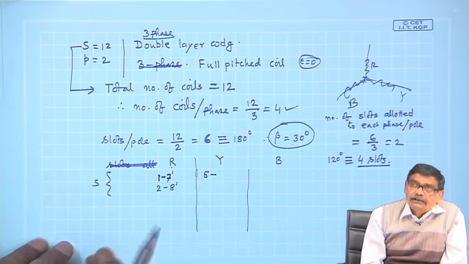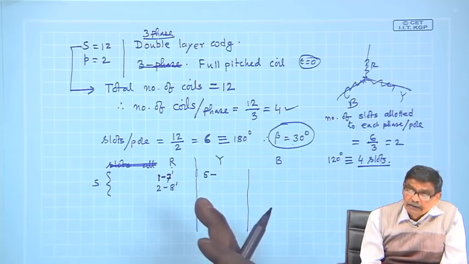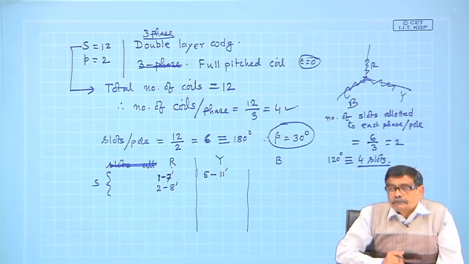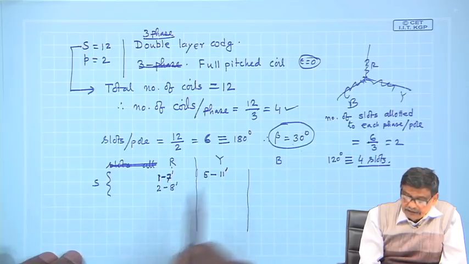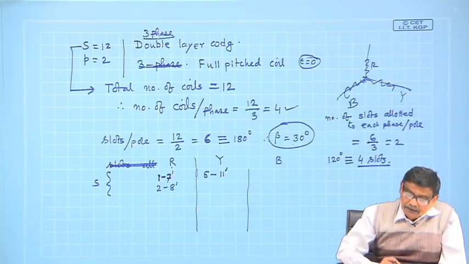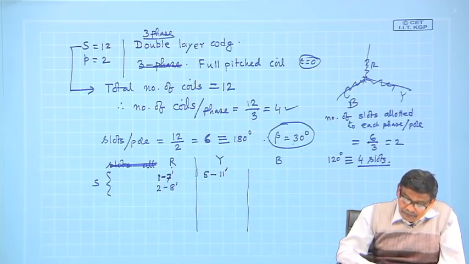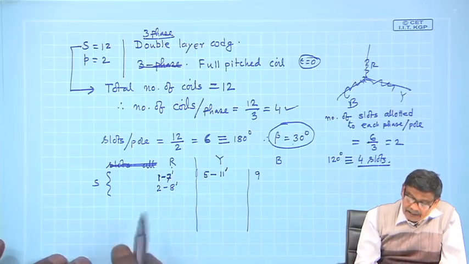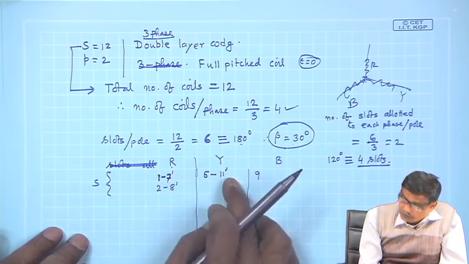Therefore, it will start from 5 to ensure that it is 120 degree displaced. And what should be its return? Coil span is same, that is 6. So, 5 plus 6, 11, and it is shown in the upper deck without prime. So, it must be shown as 11 dashed. So, this difference should be 6. Similarly, the starting of B phase coil should be after 120 degree from Y phase, therefore, another 4 you go, that is 5 plus 4, this is 9, and its return should be 9 plus 6, therefore, 120 degree I will go from slot number 1.